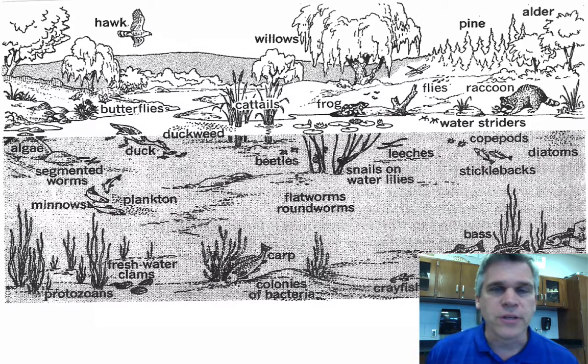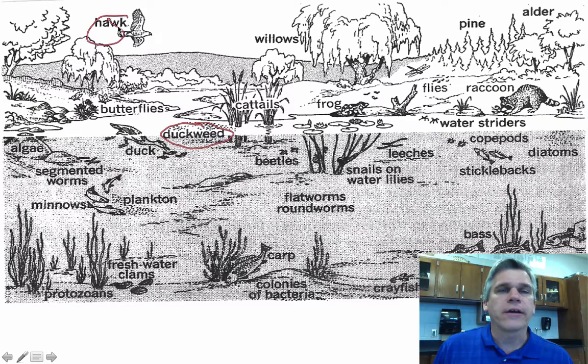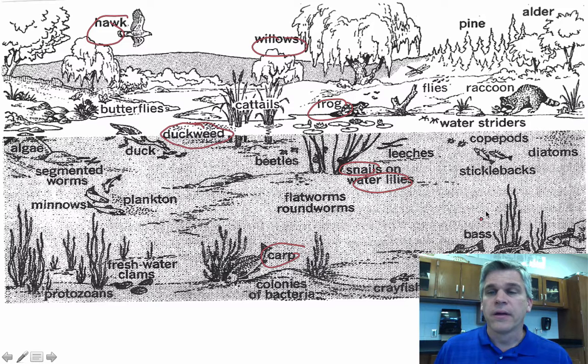So let's go back to the diagram, and we can look at some of these biotic factors. Things like duckweed. Oh, we're going to be looking at some duckweed later on. The hawk, the willows, the frog, the snails that are on the water lilies, the carp. There's our bass. The copepods, little tiny creatures that are in the water, and so on. In fact, all of the things that are listed, those are all biotic factors. They're the plants and the animals, and they're bacteria, and they're the protists and the fungi. Those things make up all living things on Earth.